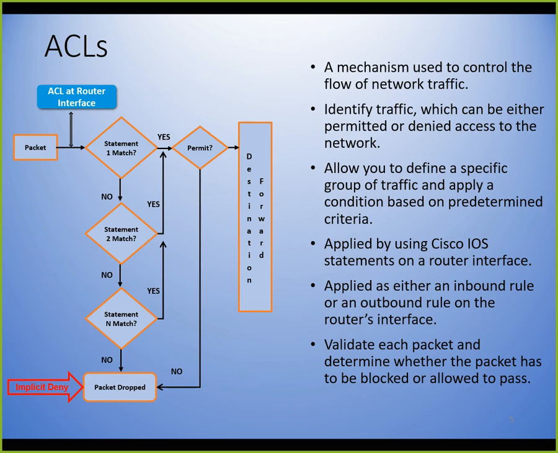Let's see, we've got our spotlight here. The packet comes in. Does statement 1 match? If it's yes, is it a permit? Then the packet is forwarded on out of the device, and the device is going to be a router or a firewall that we use for these things. If it's not a permit, if it's a no, it goes down here, the packet's dropped.